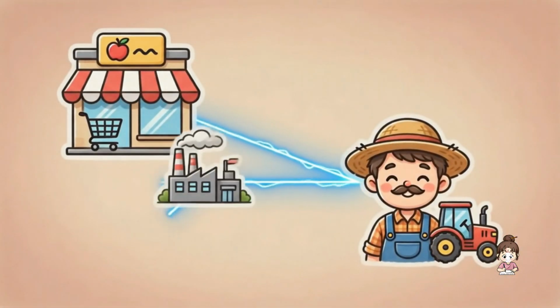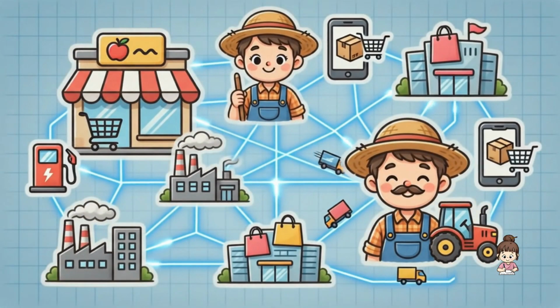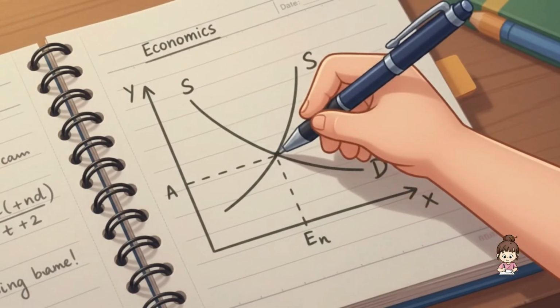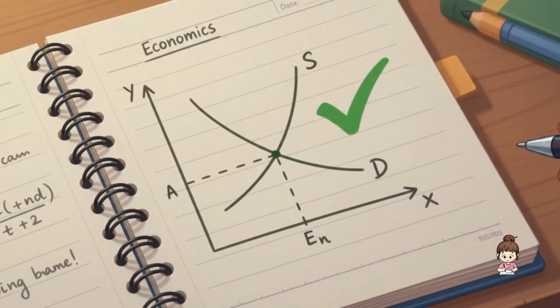Supply and demand explains almost every market around us. Once you understand this model, economics becomes much easier.